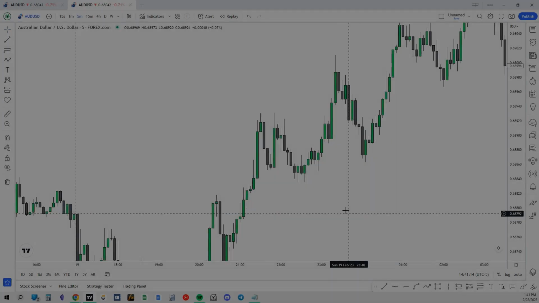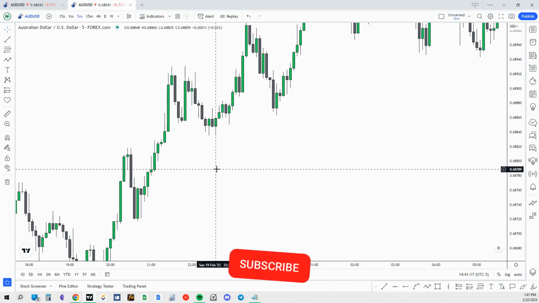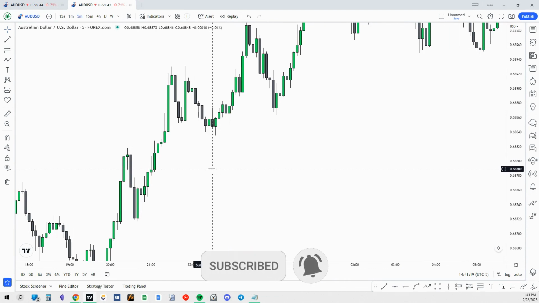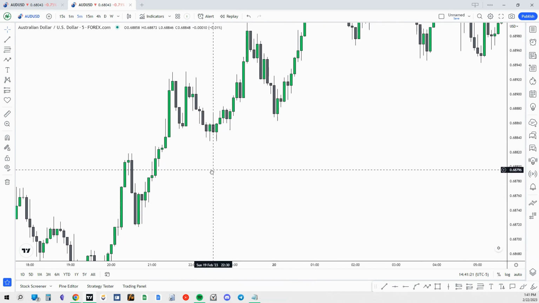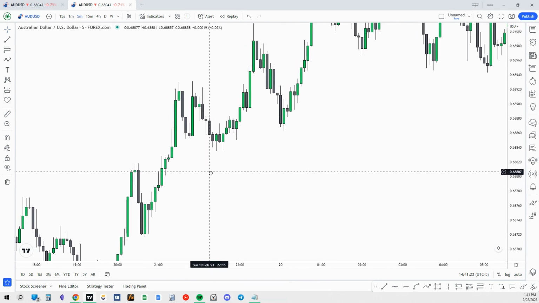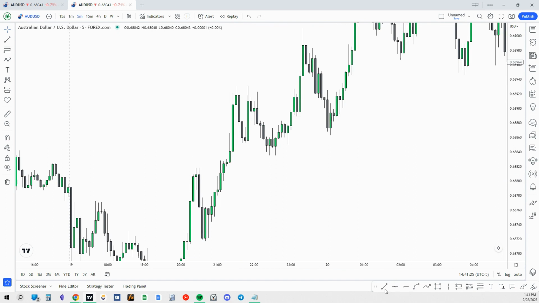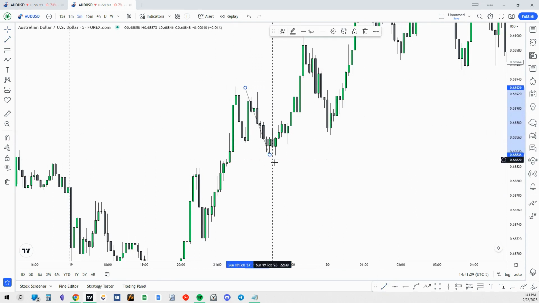So let's look at another example. You can see, again, this is on Sunday, February 19th, around 10:30 at night, New York time. We can see here a similar idea again. So price pulls back. We have a pause. Oops, hold on.